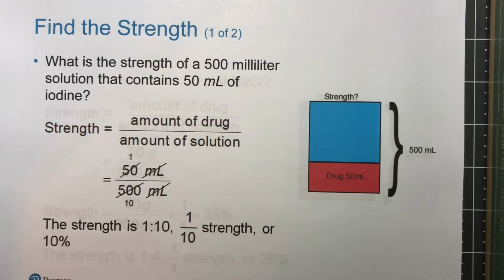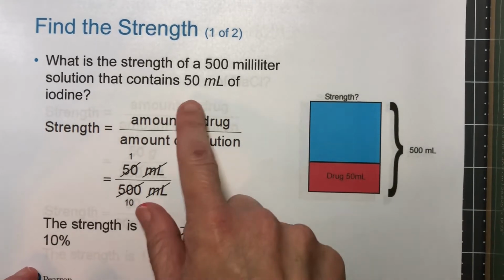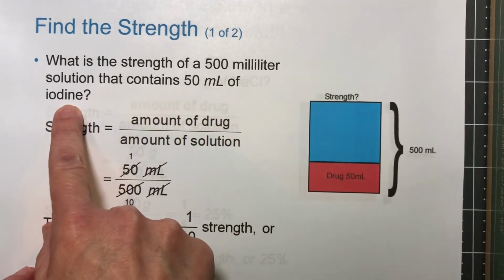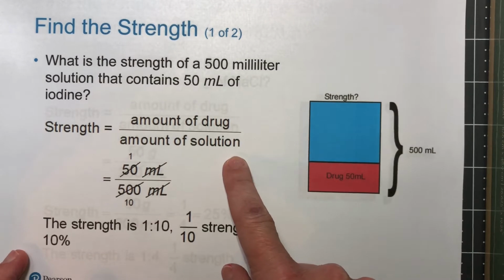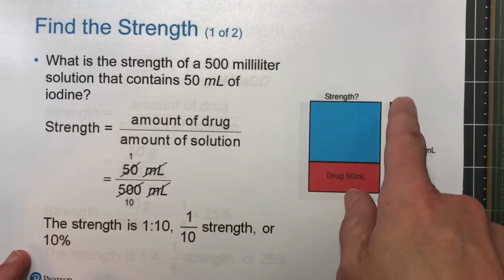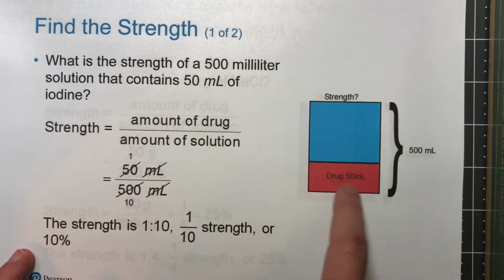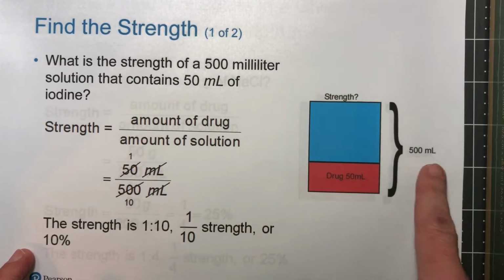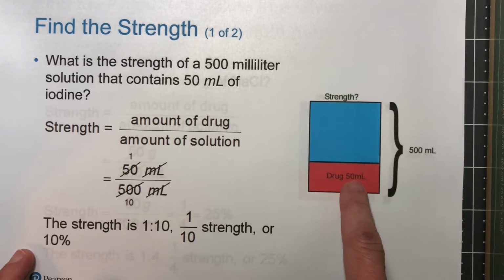This is Chapter 8, Part 2. We want to find the strength of a 500 milliliter solution that contains 50 milliliters of iodine. Remember, strength is the amount of the drug over the amount of the solution. Now you can think of this as actually mixing these together. Once I've mixed it all up, the amount of fluid I need to end up with is 500 milliliters. I know that 50 milliliters of this is the actual drug.